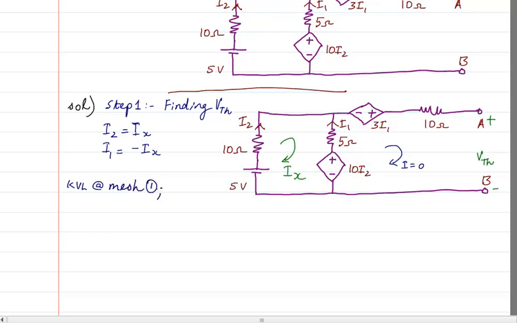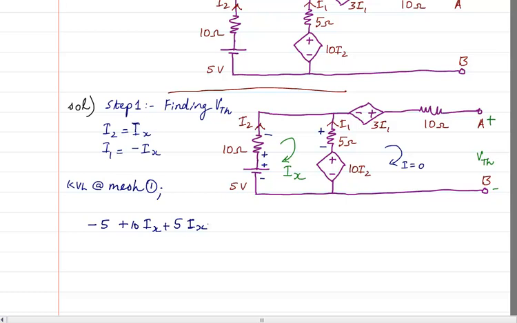KVL at mesh 1. So if I write the KVL, then I can say that this is minus, this is plus. Since the current is going like this, this will be plus, this will be minus. And here, since Ix is flowing downwards, the current will be plus minus here. Okay. Now writing from the back of the bogie, I will write minus 5 plus 10 Ix plus 5 Ix minus 0, which is Ix.